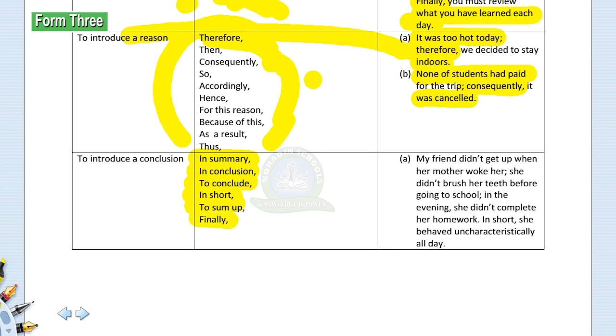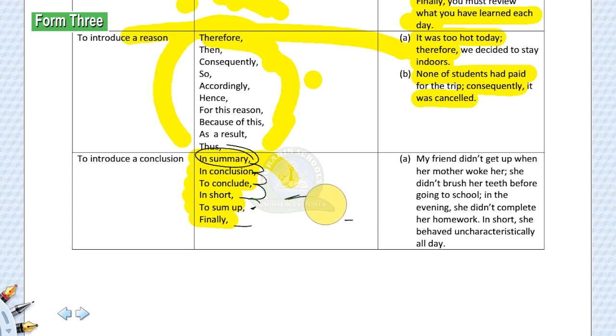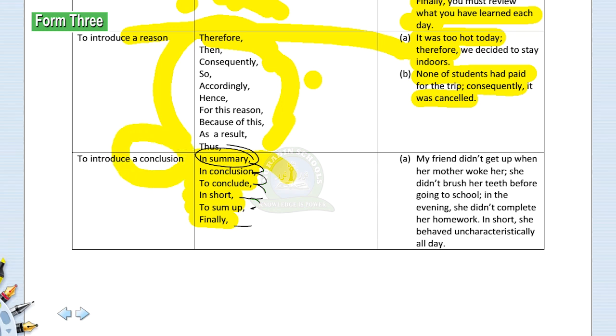But what about if you are going to conclude something and you are using the word in summary all day and every day? It won't be good. So you have to change and have different choices. Okay, you have all these choices, my dear. Let's take quick examples about when you are concluding.